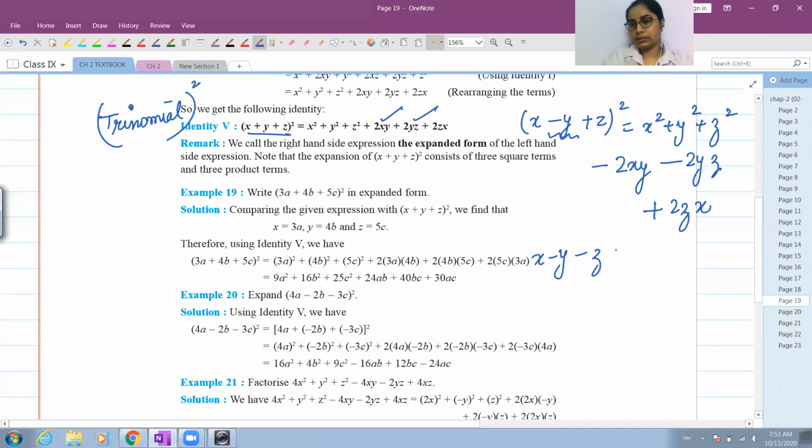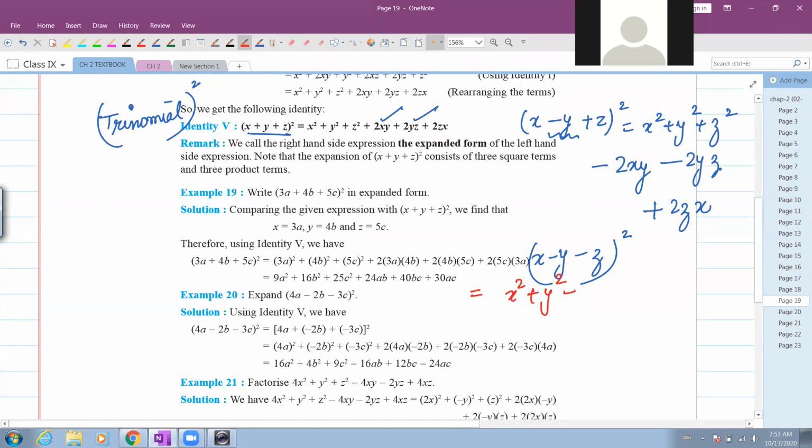And if we had this, can anyone help me write the identity for this? Like how will we expand this?